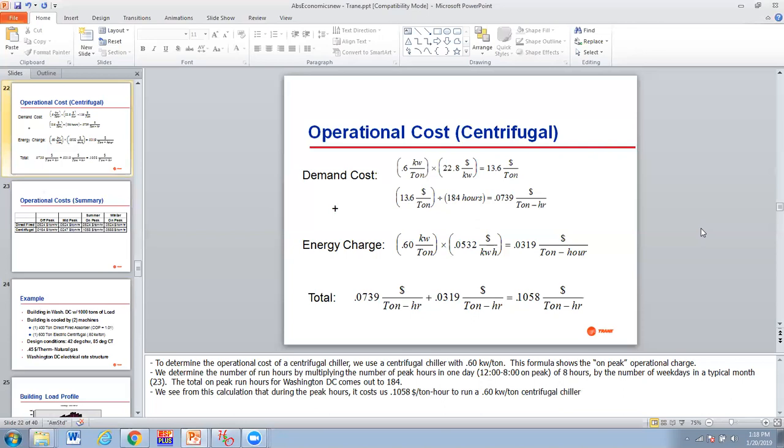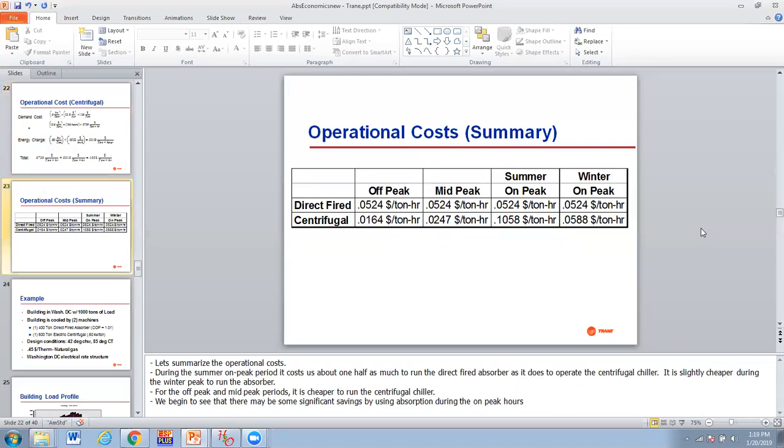And then for the energy charge, it's 0.6 kW per ton, and then there's the kWh charge. That's dollars, so that's 3.19 cents per ton hour. You add those together, so the electrical cost is 10.58 cents per ton hour. You need to study through there and make sure you've got that. There are different ways of handling this, but this is good.